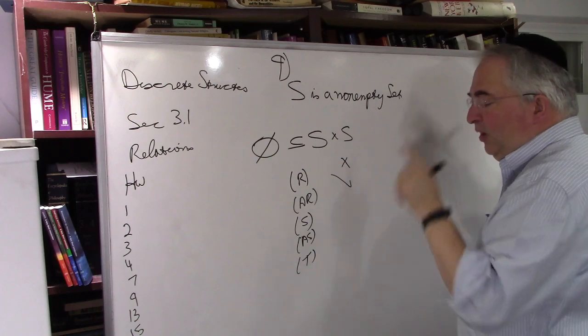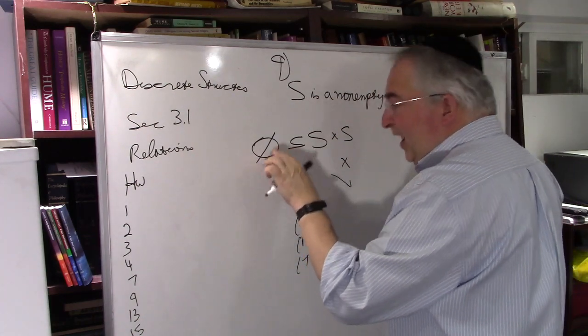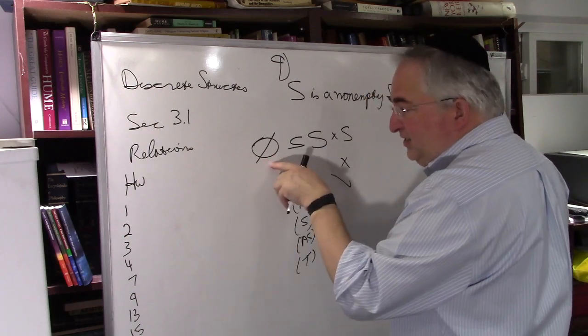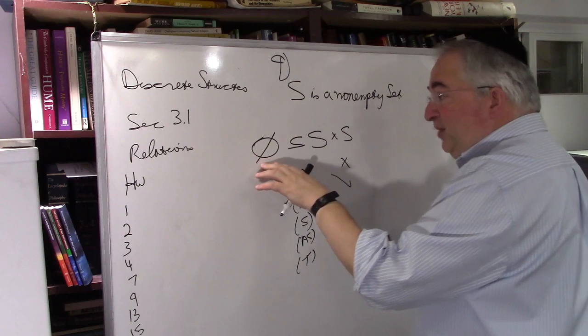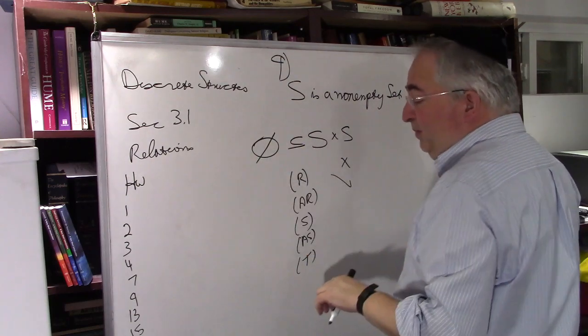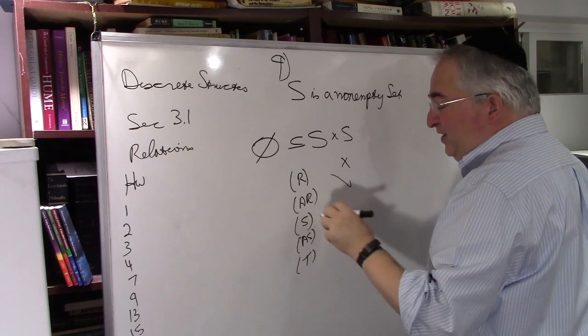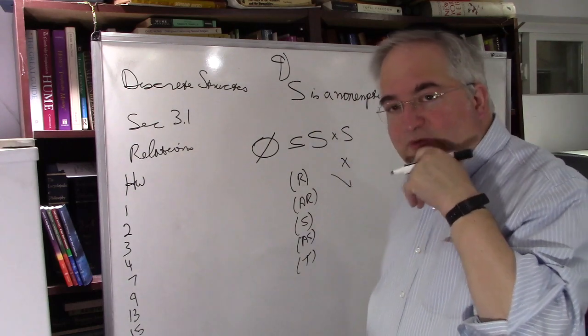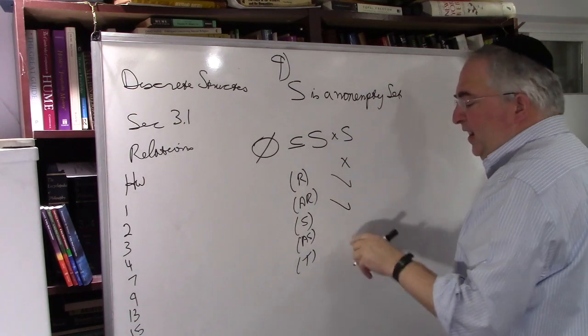Is it symmetric? What does symmetric mean? It says, if something's in there and you switch the order, is it still in there? And the answer is yes, it is. If something was in there and you switch the order, it would be there. But there's nothing in there, so nothing violates it. So this is called vacuously true.